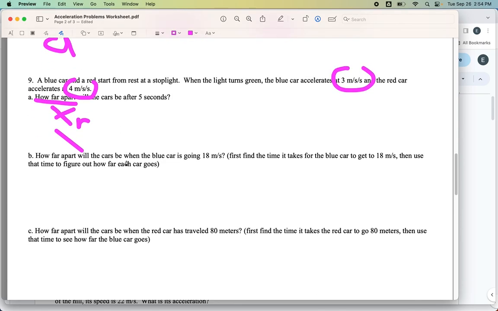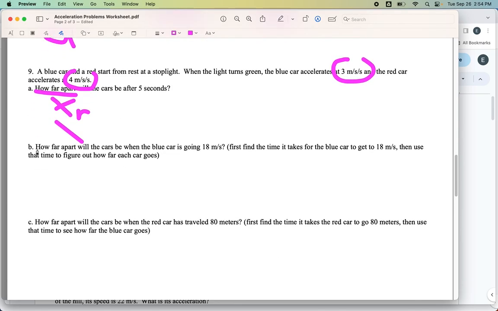Down here for this one, once again, you're going to set up an equation for the red car and for the blue car. This time it says find the time it takes for the blue car to go 18 meters per second. So how do I do that? I have a car starting at rest and ending at 18 meters per second. How do I find the time?